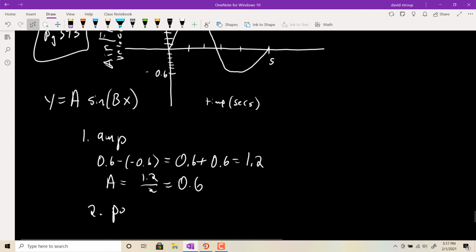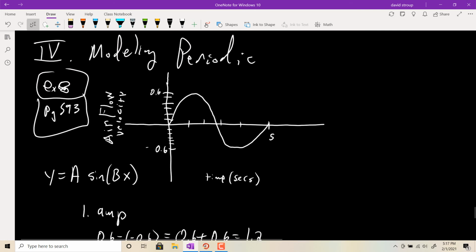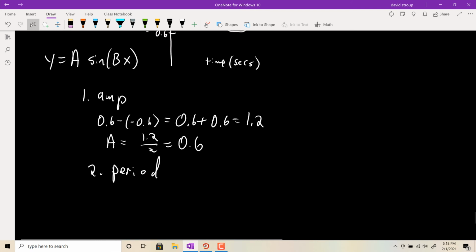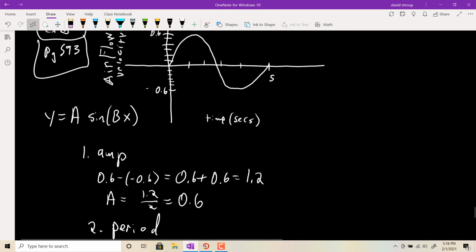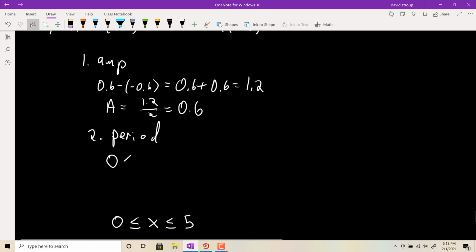Secondly, we need the period. It doesn't look like there's a phase shift, right? So one complete cycle starts at 0 and ends at 5. The way we start, given this form, is wedging the guts of the sine function, the bx, in between 0 and 2 pi, and then solving for x. So to solve for x, we just divide everything by b, and you can engineer the equation you need to solve.